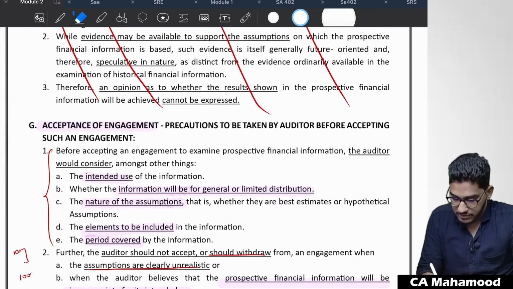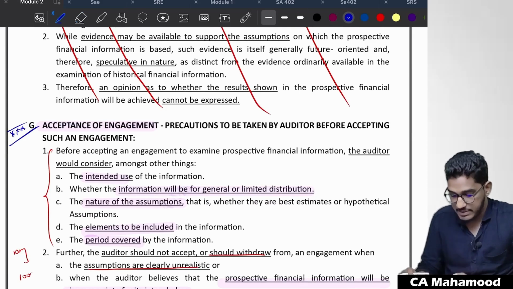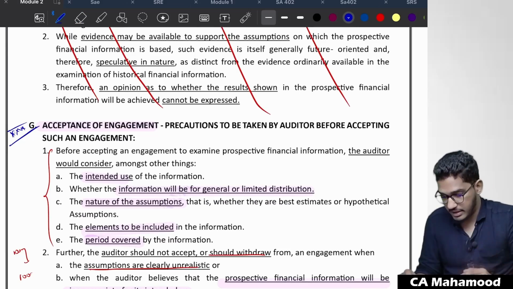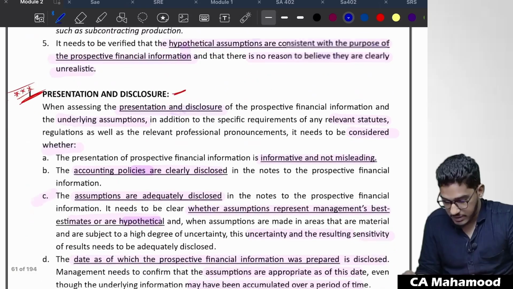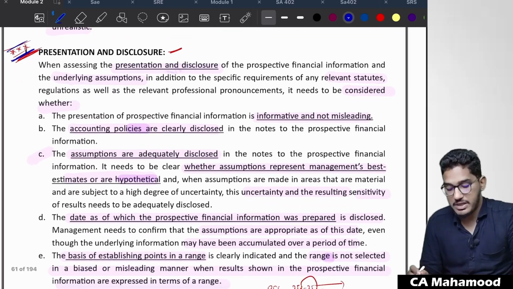And the other one, acceptance of the engagement. This is also an important part. Acceptance of the engagement, when you should accept, when you should not accept, what factors you will consider. That is also one important part. From there also a question will come. Presentation and disclosure. This is also an important part. We need to check presentation and disclosure.